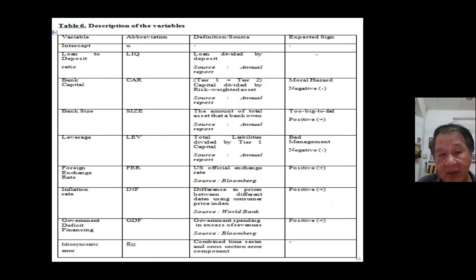For example, we talk about liquidity. I'm going to measure it as loan to deposit. Another example, let's say bank size. That means I'm going to take the total bank assets. This is the definition which I use in this particular study.